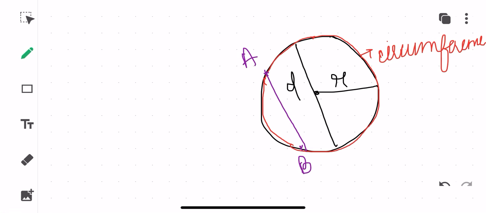And now if you are ever asked which is the longest chord of a circle, then your answer is going to be the diameter, because the diameter is also a line which is joining two random points on the circle, but it is passing through the center. So it is a special type of chord. Okay, so this is what you know. Now the next thing in your textbook is, you know that the diameter is 2 times the radius.